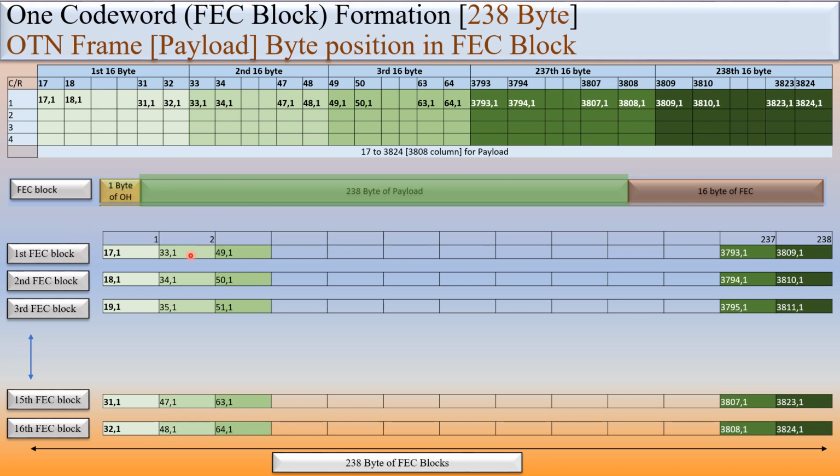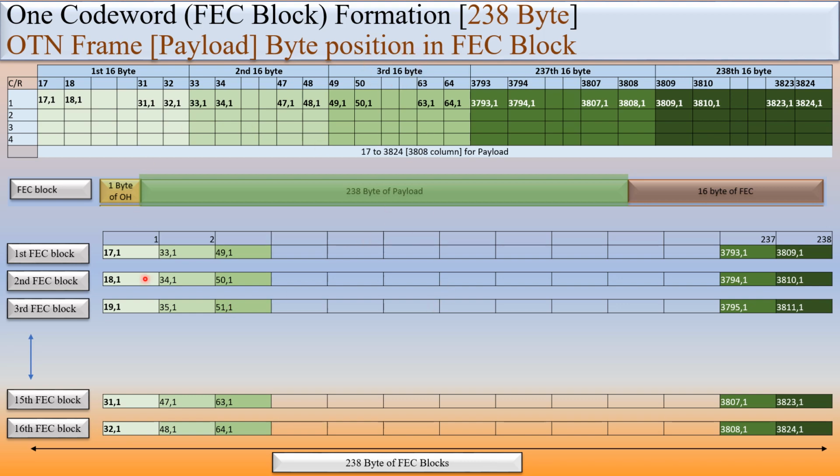Like first byte is taken, say 16 byte is taken continuously. Then the second byte is taken, and after the third byte is taken from the third group, the fourth byte is taken from the fourth group, like that. In the same way, in the second FEC block, the first byte is taken from the first group of 16 bytes, second byte is taken from the second group of 16 byte, third byte is taken from the third group.